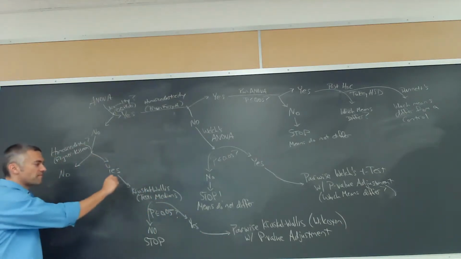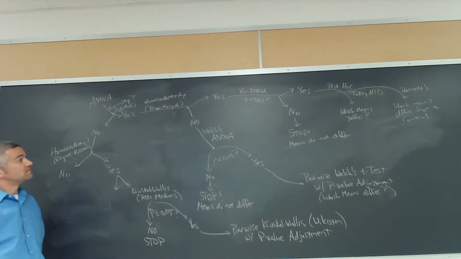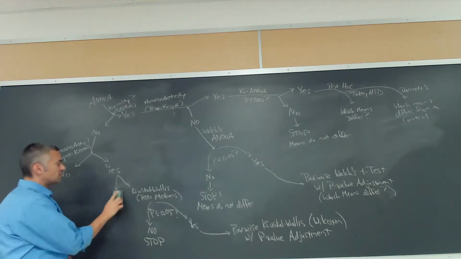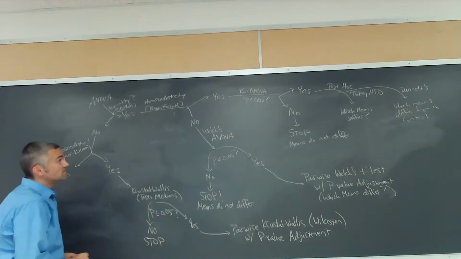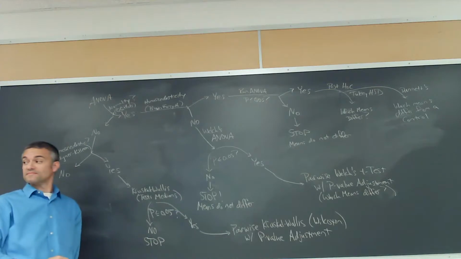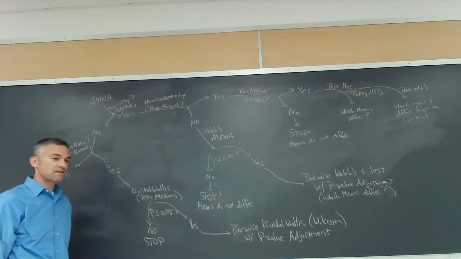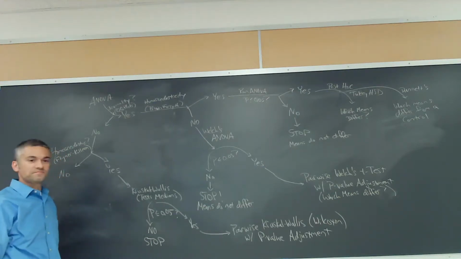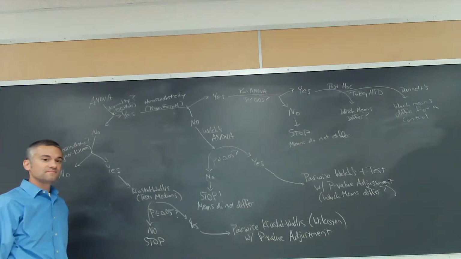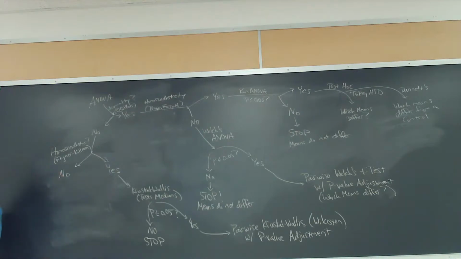All right, what else can we do? So, we're not normal, but we're almost homoscedastic. What else? Maybe we'll come back. Let's say that we violated all of our assumptions. Now what?